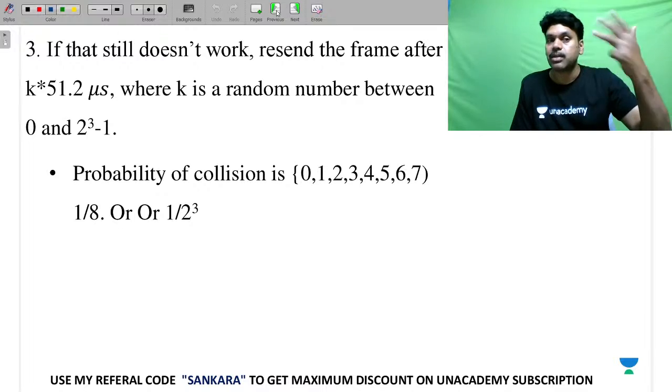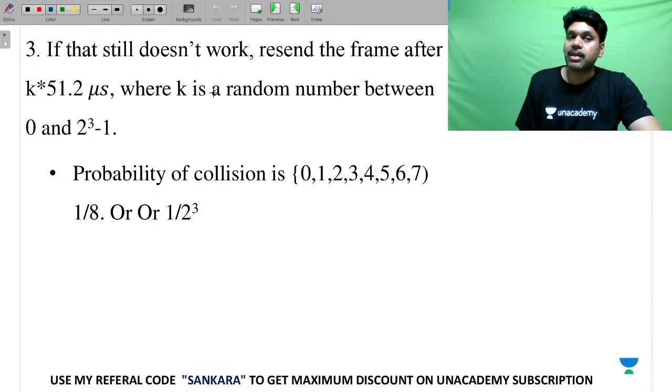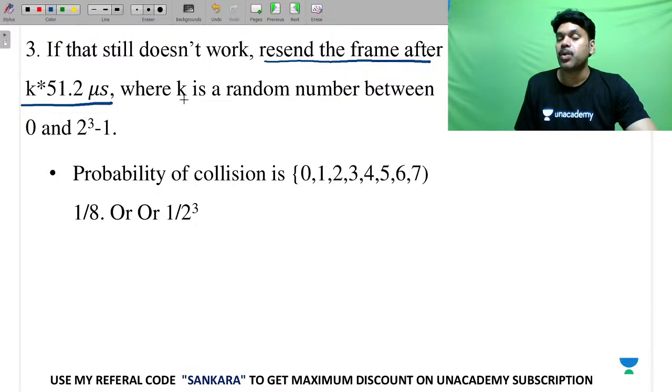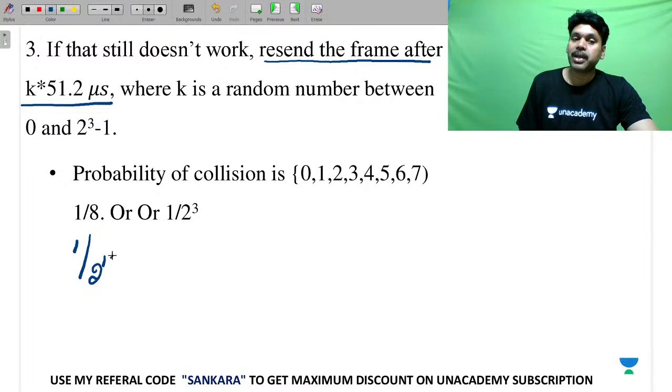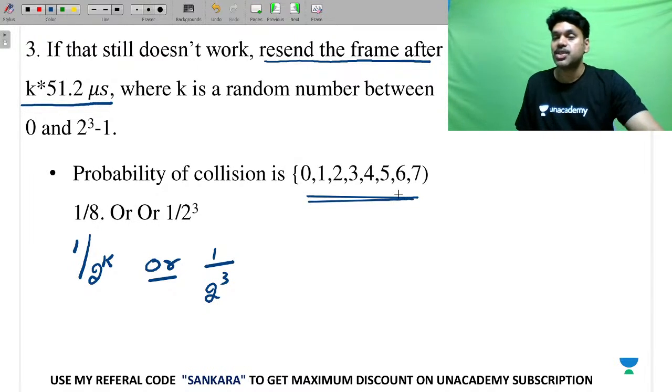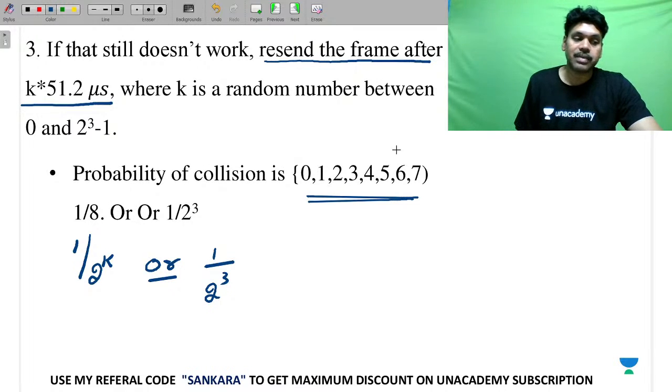And next, the third one: if you still get a collision, resend the frame after a slot number times 51.2. What is k? k is your collision number. So it is going to be 1 by 2 power k. If it is a third time collision, it is 1 by 2 power 3, and you are going to get slots 0, 1, 2, 3, 4, 5, 6, 7.